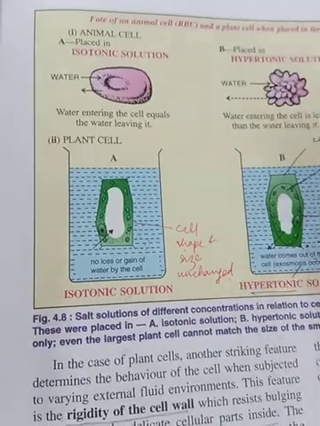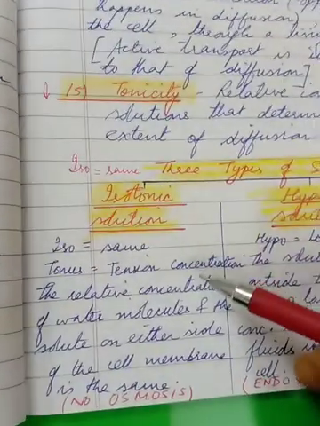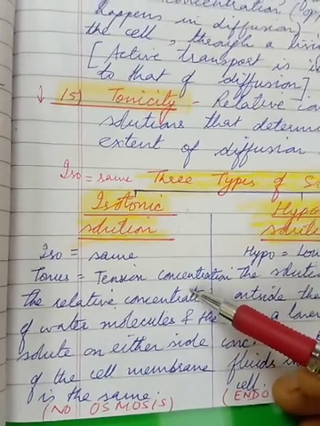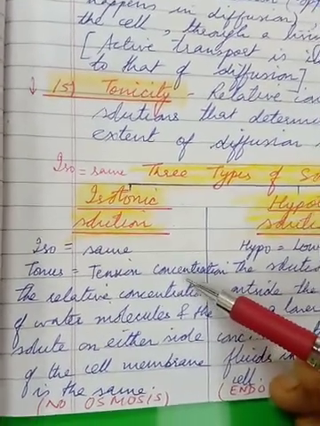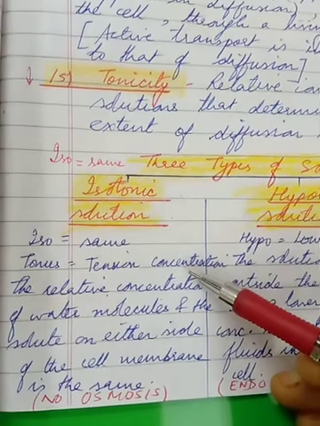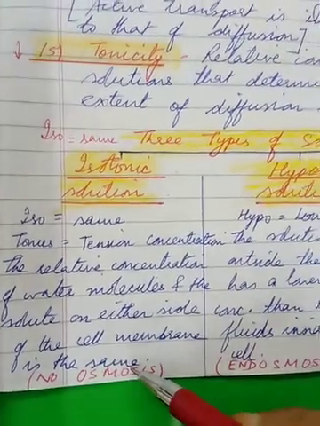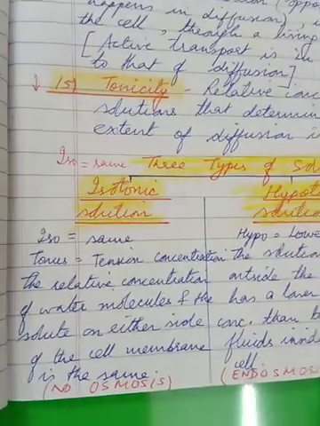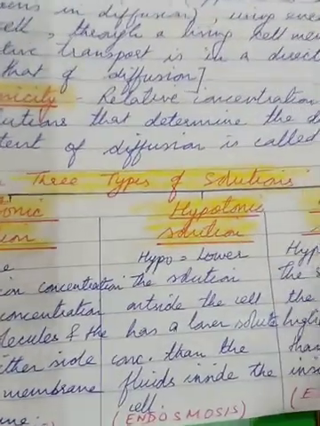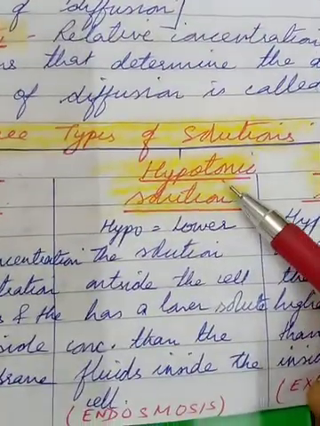Once again, before we move to the other, in this case, as I said, isotonic solution, when we have equal amount of water and solutes on the outer side of the cell and the inner side of the cell also, there will be no osmosis and the cell shape and size remains unchanged. Now coming to the second solution, right?